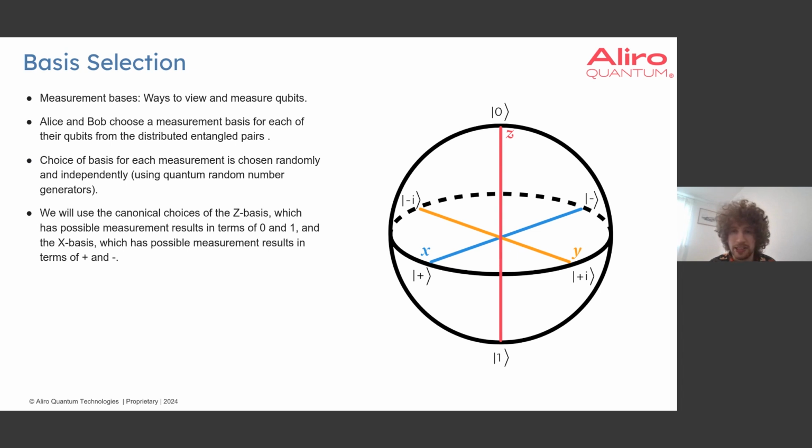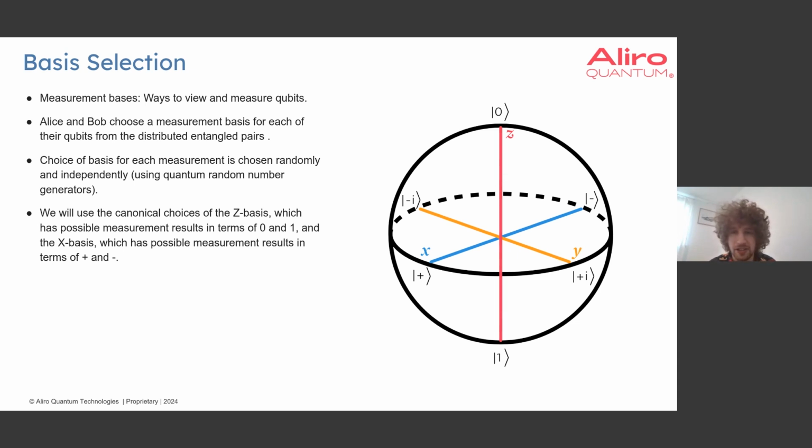We will use the canonical choices for bases of the Z basis, which has possible measurement results in terms of 0 and 1, and the X basis, which has possible measurement results in terms of plus and minus. These bases coincide with the Z-axis and the X-axis of the Bloch sphere representation of qubits, respectively.